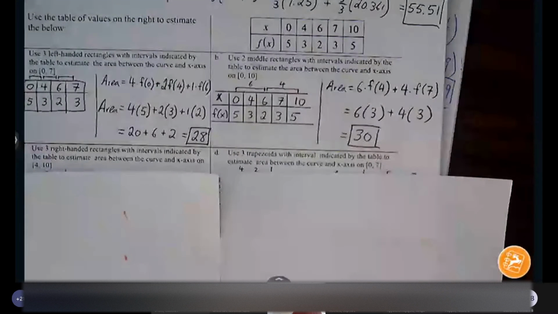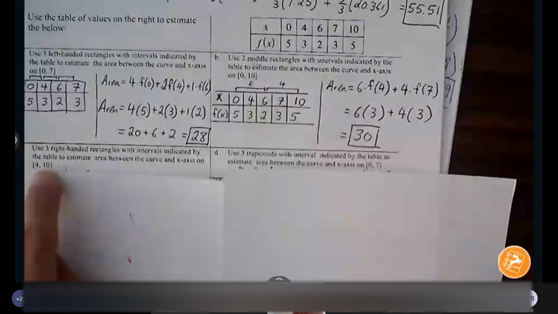Right, part C, 3 right-handed rectangles from 4 to 10. Careful that you're paying attention to your interval. We're not always going from one end to the other end. In this case, we're starting at 4 and we're ending at 10.